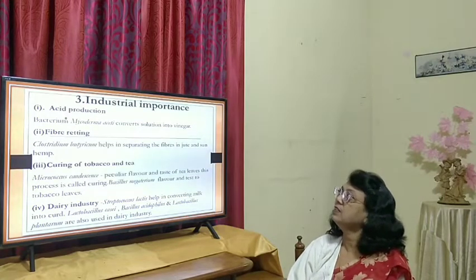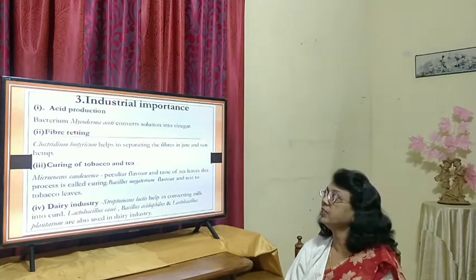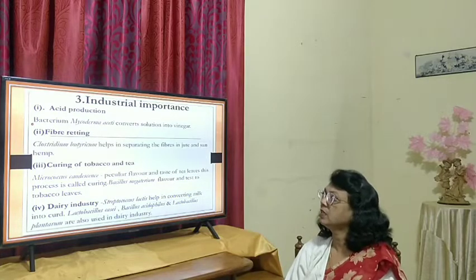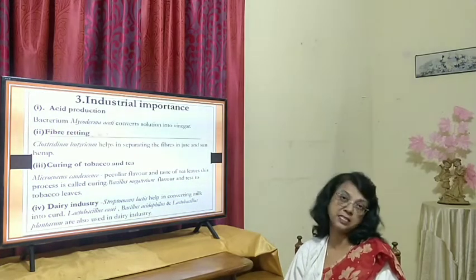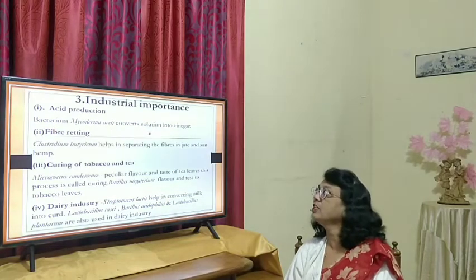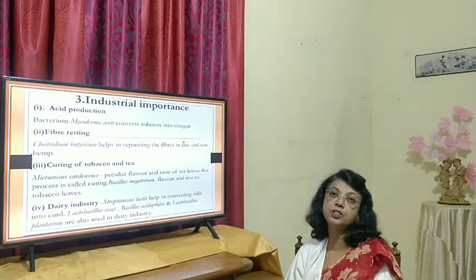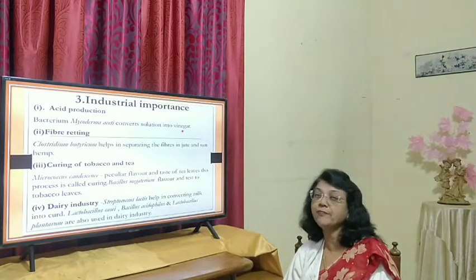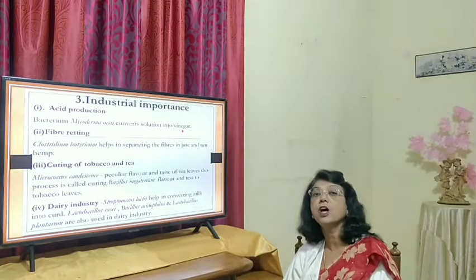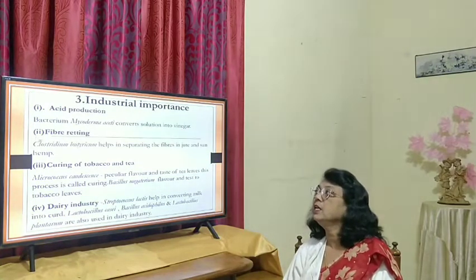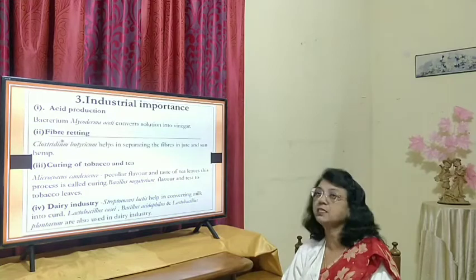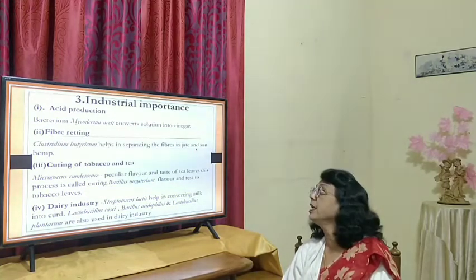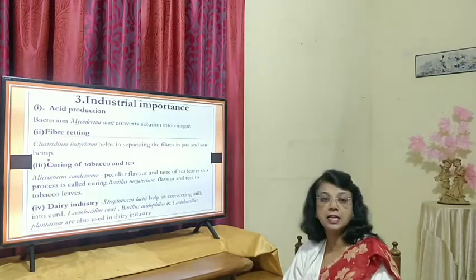Some bacteria are helpful in acid production. Bacteria like Mycoderma aceti convert solutions into vinegar, or help in the production of vinegar. Clostridium butyricum is the name of the bacteria which helps in separating the fibers in jute and sun hemp.